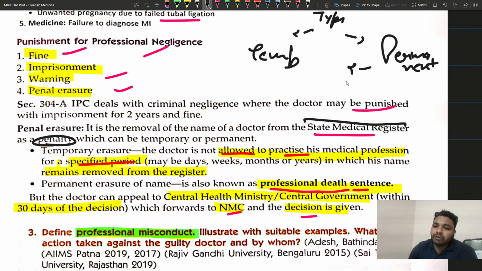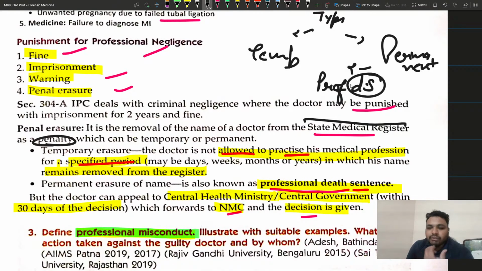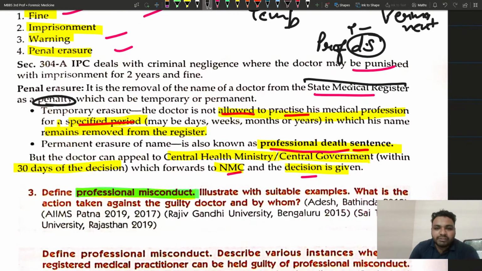The permanent erasure is also called a professional death sentence. Basically, it is a kind of death sentence given to the profession of the doctor for his entire life. You will not be eligible to practice. But over here, the doctor can appeal to the central health ministry or central government within 30 days of the decision, which is forwarded to the MCI, and the appeal is decided against the law. Okay, so I hope this is clear.